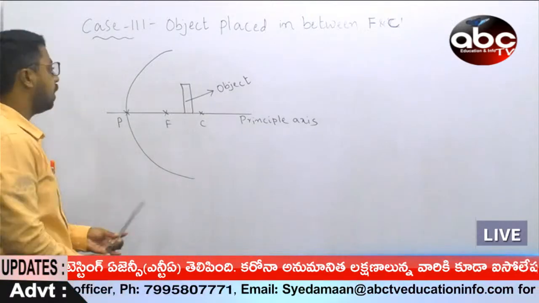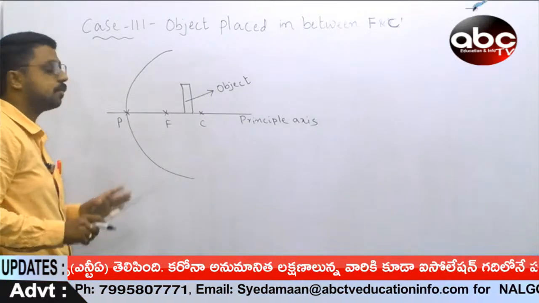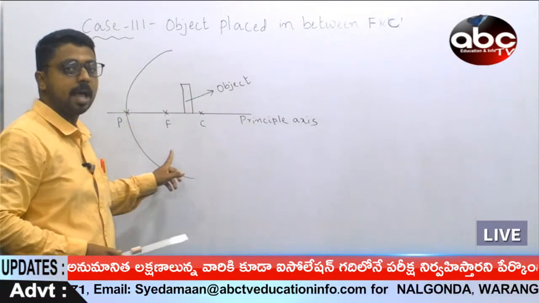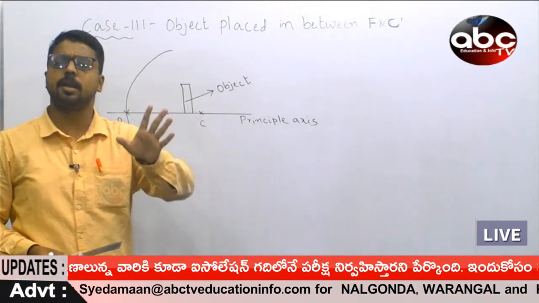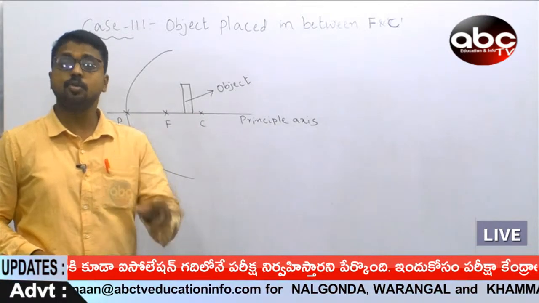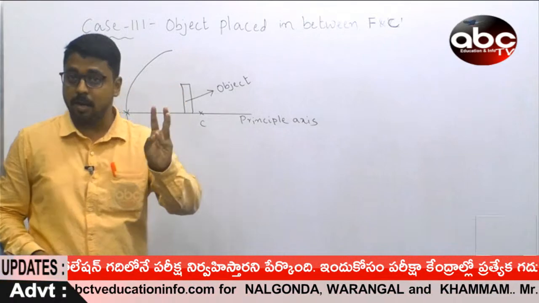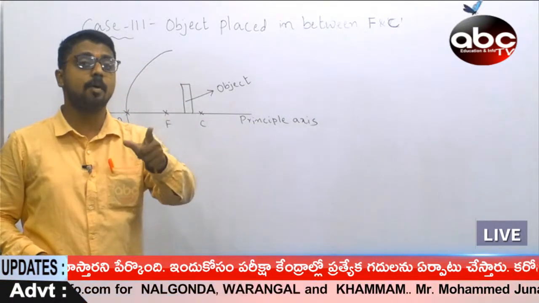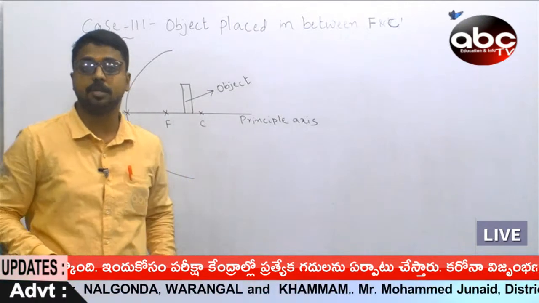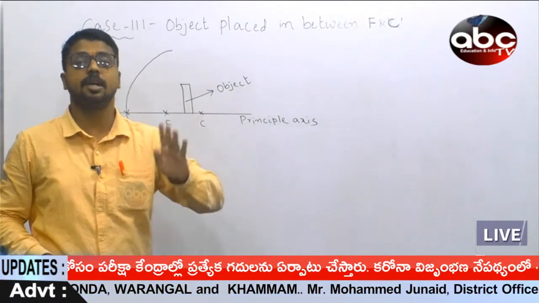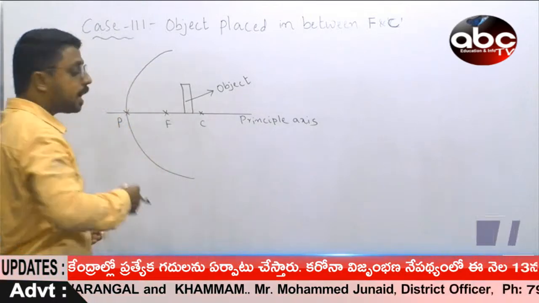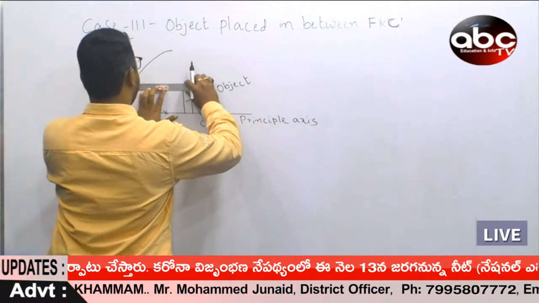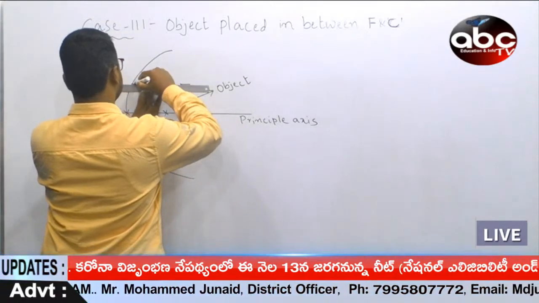You listen here carefully. First of all, I have discussed 4 types of rays. In drawing a ray diagram, you can consider any 2 of the rays, that is, either a parallel ray, or a ray towards the pole, or towards the center of curvature. Out of these four rays, you can consider any two rays. So for my convenience, I would like to take the parallel ray here.